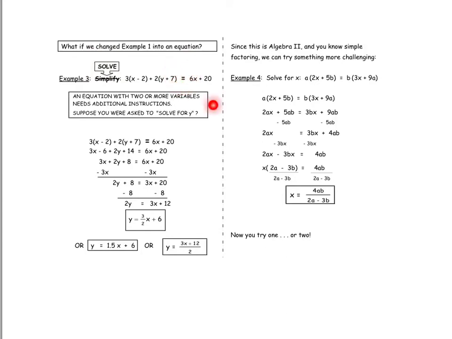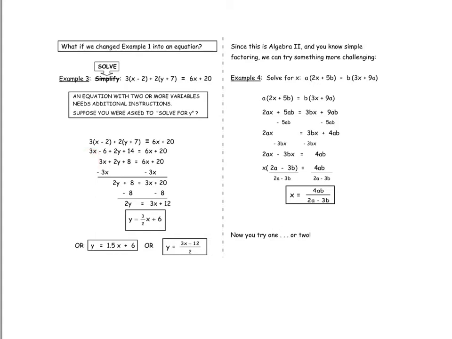The minute an equation has 2 or more variables in it, you need to have some extra instructions. The instructions I chose for this problem were solve for y. What that means is make an answer that starts y equals, and because there are multiple variables, there's going to be other variables in the answer. We start the problem by doing the same thing we do every single time we solve equations. We distribute, we combine like terms, and now, because we're going to be solving for y, we want to move 3x.